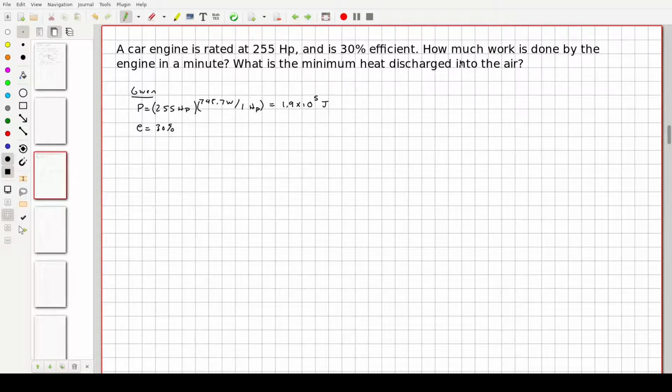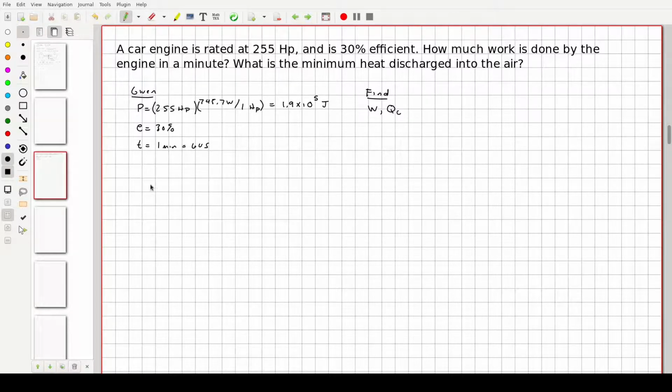Okay. So, that said, what I want to do is find how much work is being done by this engine in a minute. So, our time here is 1 minute or 60 seconds. And I also want to find the minimum heat discharged into the air, and really that should be everything else here. Okay. So, what we're looking for when we ask for that is QC. That is the thing that's receiving the energy. We're looking for QC.